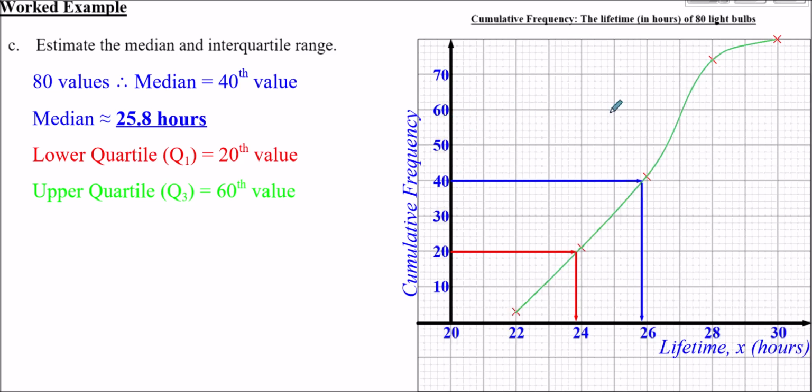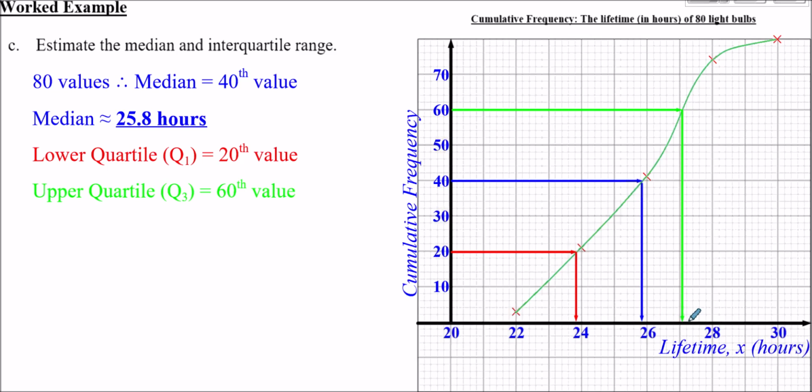And the upper quartile, which is the 60th value, because 3/4 of 80 is 60, we go along at 60 and go down when we hit the curve, so we go down to this point here. So that is my estimate of the upper quartile. Looking at this, I would say it's about 27.1 on my graph.